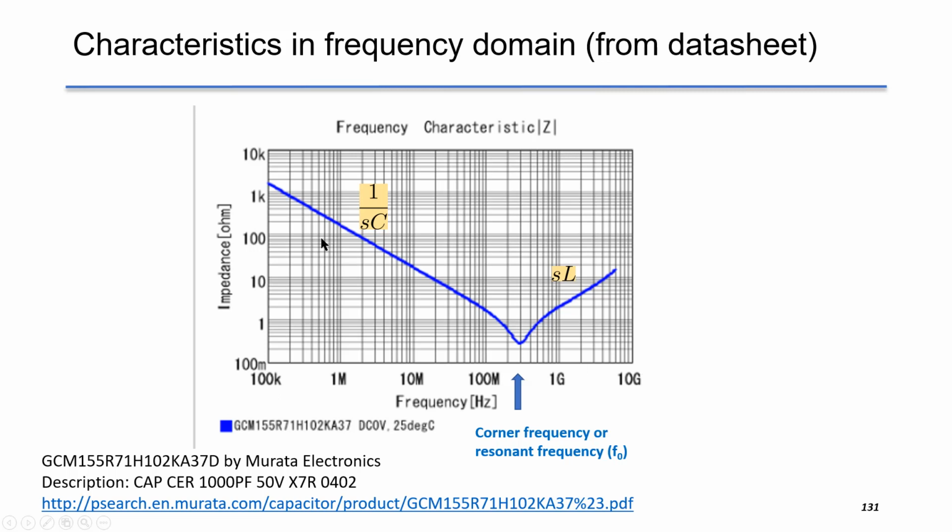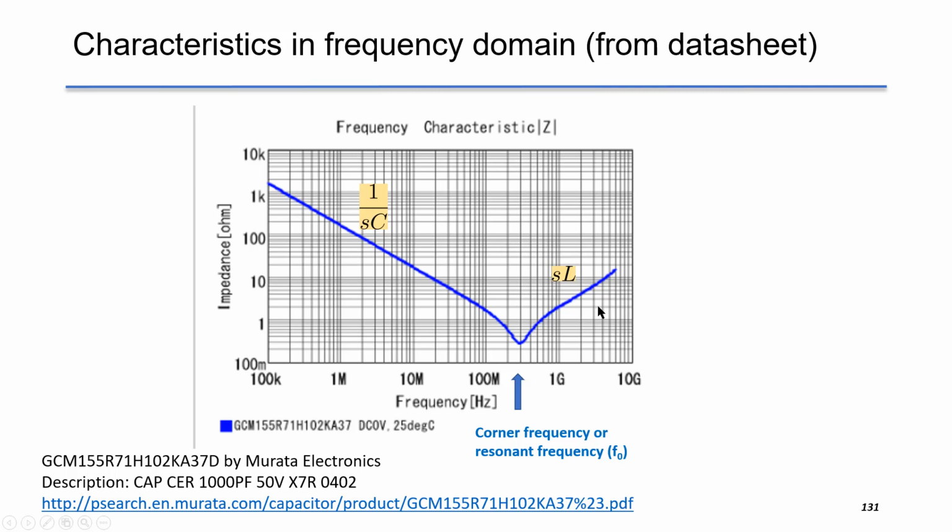Apparently, the impedance matches our model, and it has two asymptotes as we expected. When the frequency is below 300 MHz, it behaves like an ideal capacitor. The impedance reduces as frequency increases. It means the impedance is 10 times smaller at every decade in the frequency. So the total impedance is capacitive.